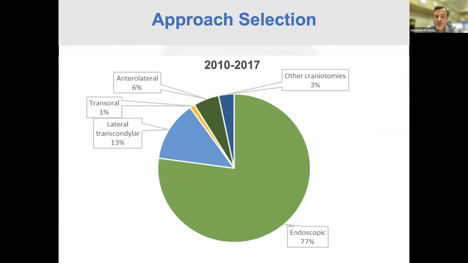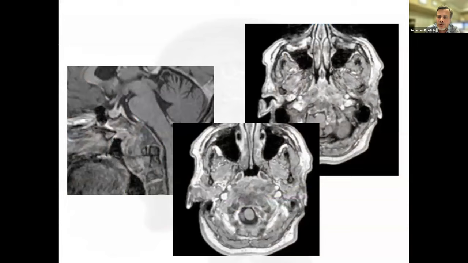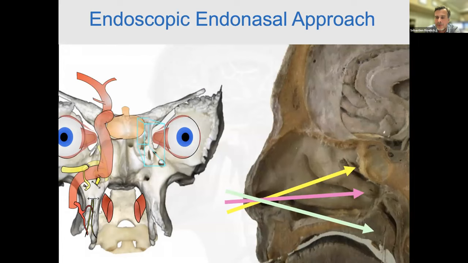2010-2017, it's 77% of our approach. And in the last years, I have to say, I have stepped back using the endoscopic endonasal approach, using more open approach, especially for the craniocervical junction. So the endonasal approach is great. Definitely, you can go from the clivus to C2, at the level of the craniocervical junction.